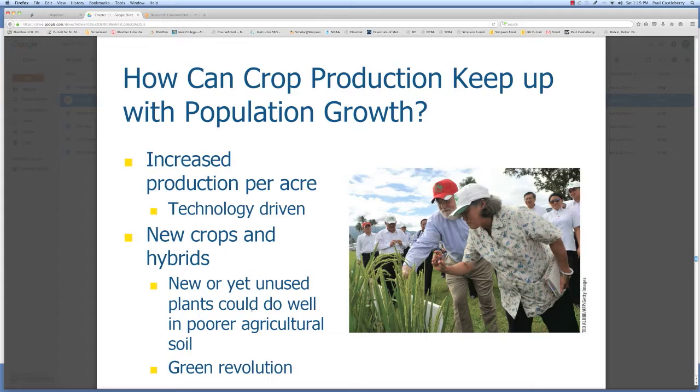Coming up with new crops and hybrids. So new or yet unused plants could do well in poor agricultural soils. Recall there are basically 6 species of crops that actually produce most of the food that the world uses. However, if we could identify plants that would do well in the continent of Africa, let's say that these particular plants could grow in an area that is a desert type of climate.